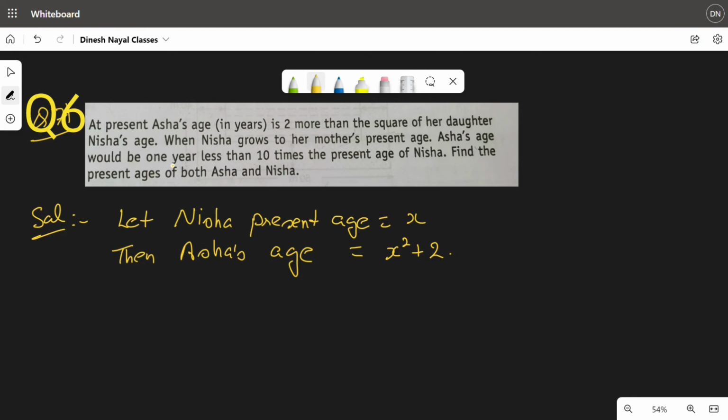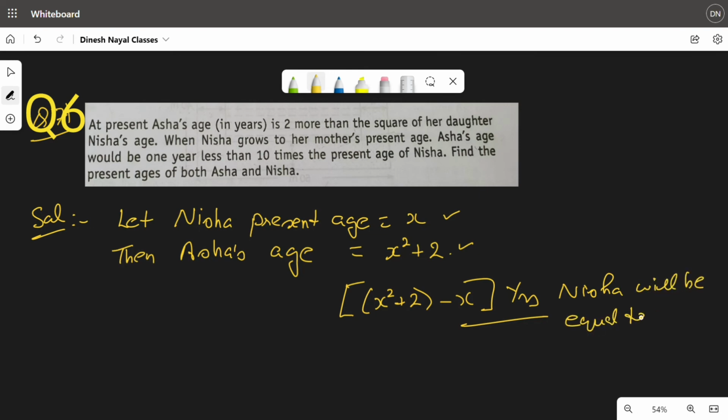Now, when Nisha grows to her mother's present age, what's the age gap? That will be x square plus 2 minus x. Because when Nisha grows to her mother Asha's age, the age gap is Asha's age minus her daughter's age x. So the number of years will be x square plus 2 minus x. So this is the total number of years that have gone.